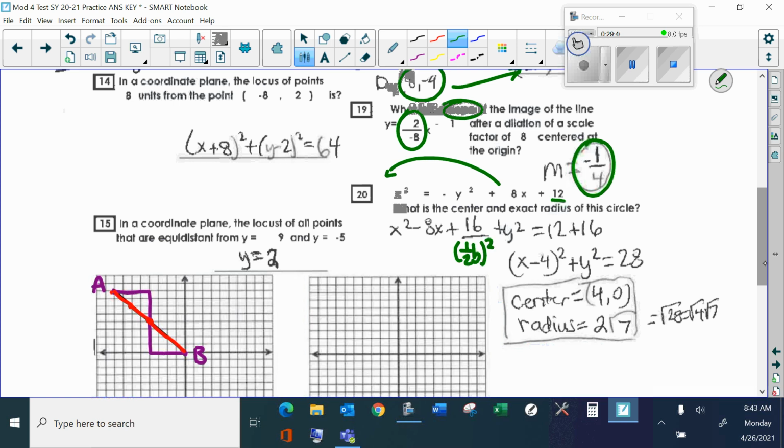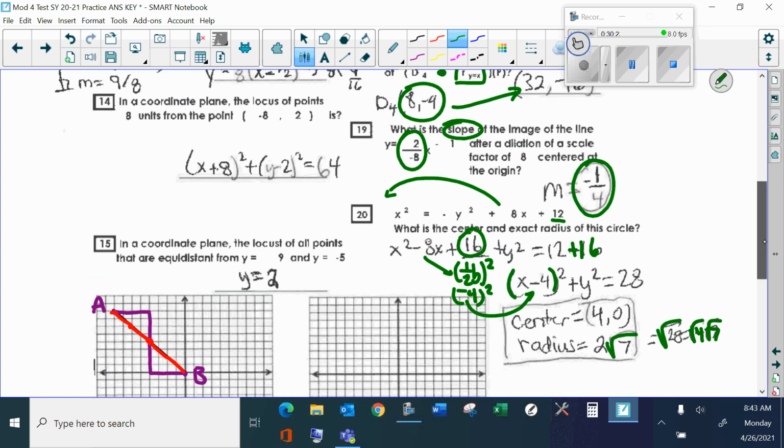So half of 8 is negative 4 squared, is 16. There is no y, so it's just y squared, so it's at 0 there. And so I added 16 to it, so I must add 16 to the right side. Don't forget, then this factors into x minus 4 quantity squared plus y squared, and 12 plus 16 is 28. So the center is 4, 0. Radius is the square root of 28, which breaks down to 4 times 7, which then gives you 2 root 7 for your final answer.